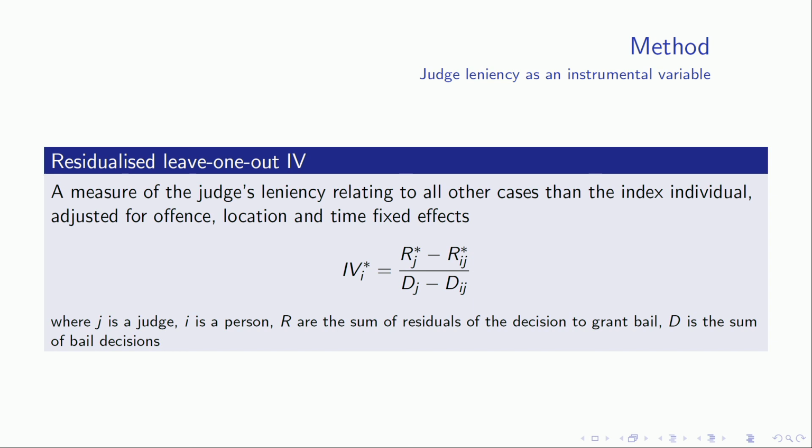In this case, I've taken out the offense fixed effects, I've taken out location fixed effects, and I've taken out time fixed effects. Those would just relate to, okay, particular locations have more of these types of crimes, or particular times of year you might have different types of crimes. So basically, we get this measure of the judge's leniency relating to all other cases than the index individual.